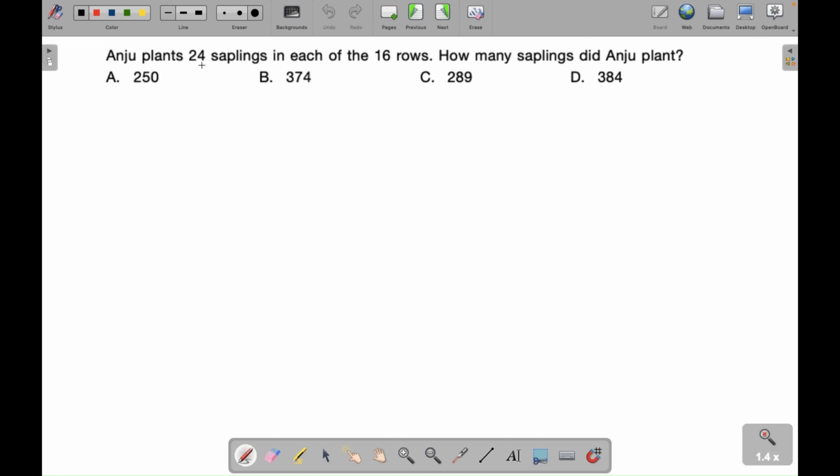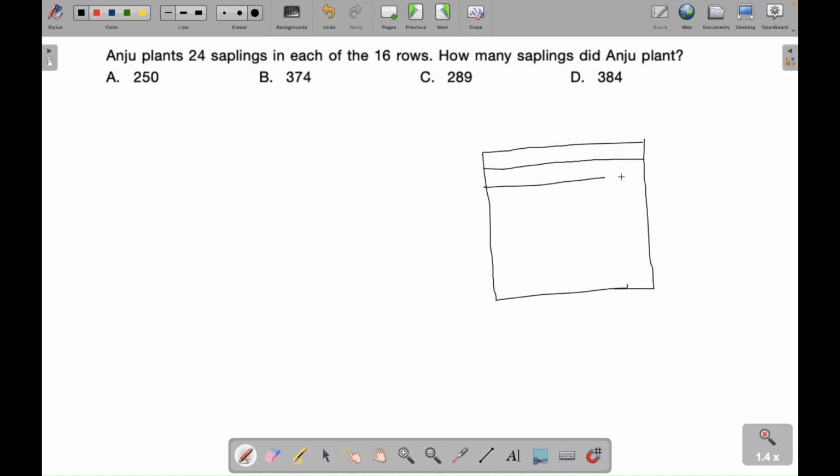Anju plants 24 saplings in each of the 16 rows. How many saplings did Anju plant? So suppose Anju has a farm like this, and this farm, she divided it into rows like this. So this is the first row, this is the second row, this is the third row, this is the fourth row, and so on.